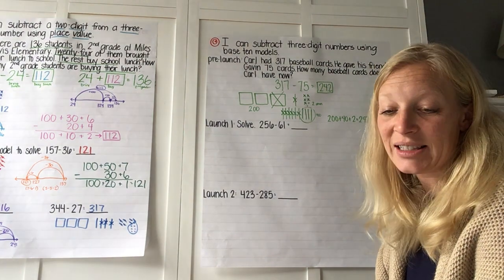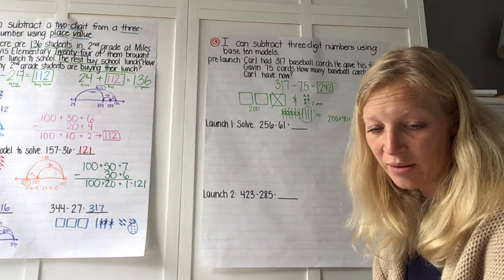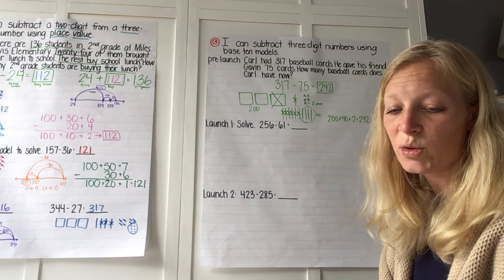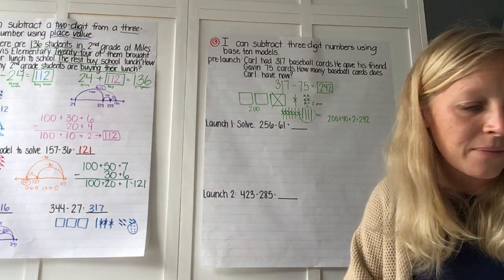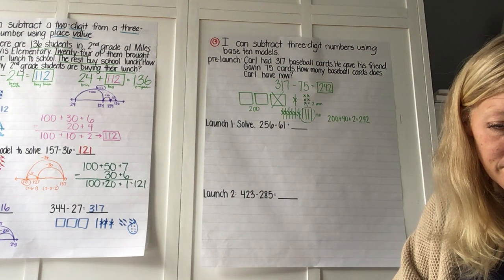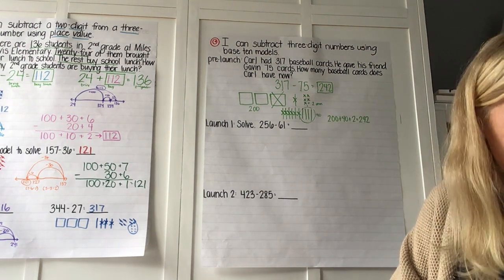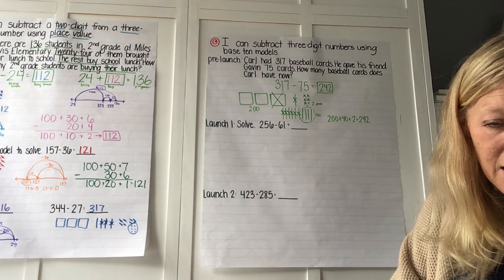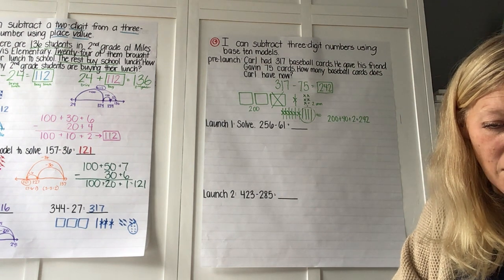256, take away 61. How would you use your base 10 blocks or your models to show this work? You may begin. What did you do to show 256? 200s, 5 10s, 6 1s, okay. And how are you going to take away 61?